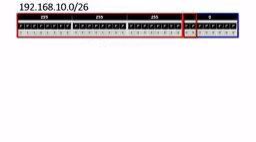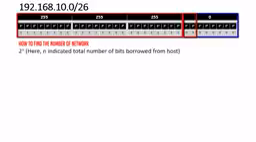Now let's move on to how to find the number of networks. The formula is very simple, 2 to the power n. Here n indicates the total number of bits borrowed from the host. Hence we have borrowed 2 bits from the host, so we are going to write 2 to the power 2, which is equal to 4. It means you can create a total of 4 networks.